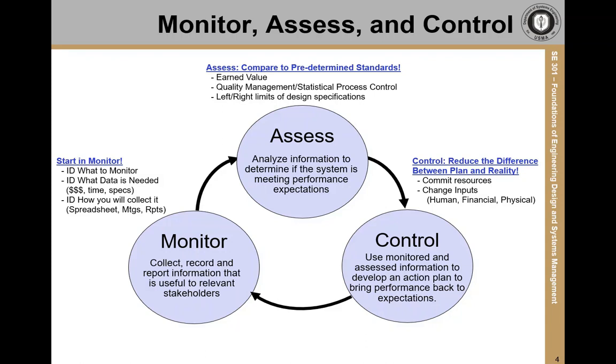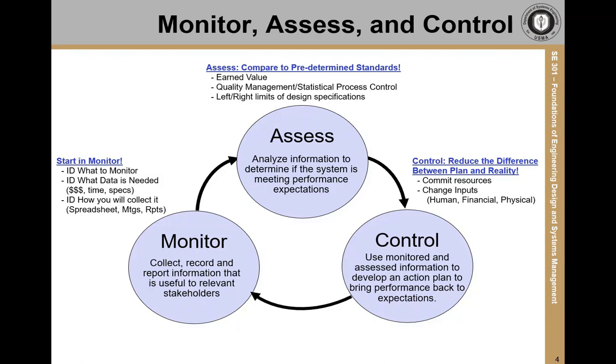In the assess stage, if we determine that the project is off track, then we have to determine what to do in order to bring it back in line with expectations. That's the control stage. We may need to commit additional manpower or budgetary resources, or we may need to adjust how we're performing certain tasks. The goal is to bring the project's progress closer to where it needs to be for successful completion within time and budget constraints. If the project is determined to be on track in the assess stage, we simply go back to the monitor stage and continue on.